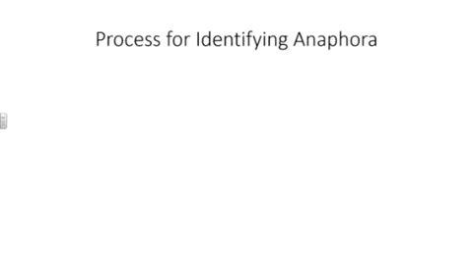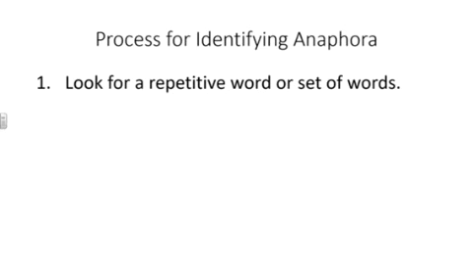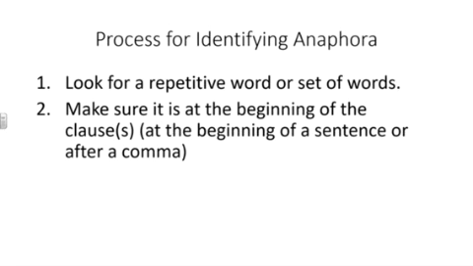Now, the process for identifying anaphora has several steps. First, you look for a repetitive word or set of words. Then you have to make sure it is at the beginning of the clause, or at the beginning of a sentence, or for ease, right after a comma.